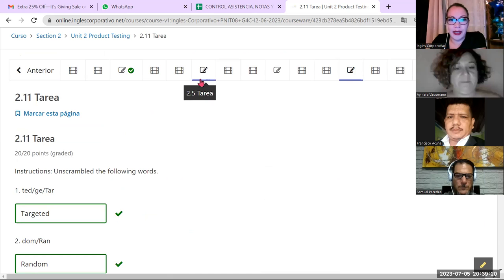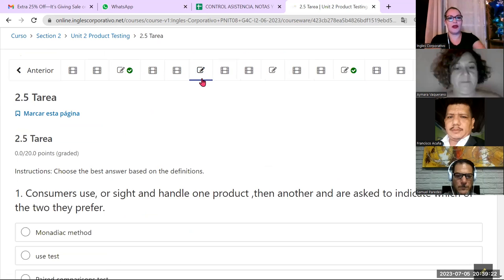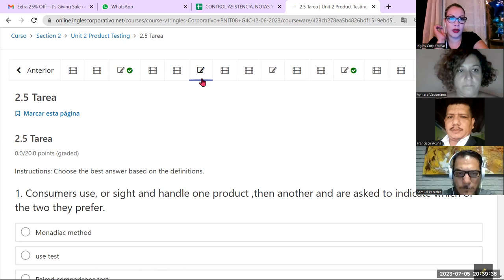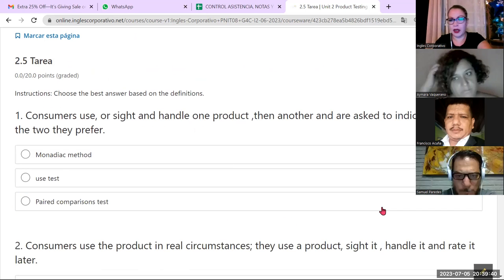Okay, let's see. And the rest of you, how are you doing with the platform? Ya teníamos que tener completo hasta el midterm y empezar a avanzar en la 3. No sé si alguien más necesita ayuda o solo revisamos los ejercicios. Los pueden ir haciendo a la vez también.